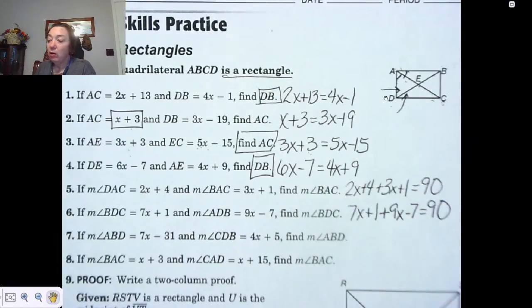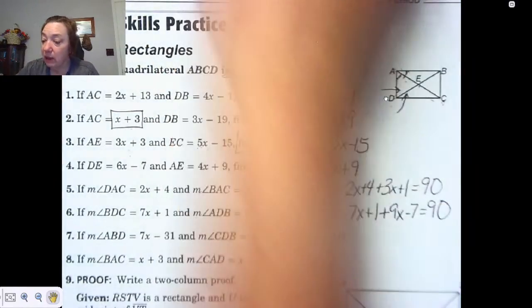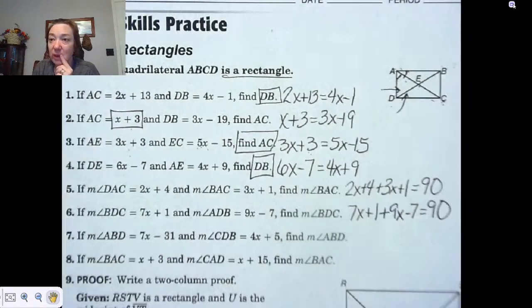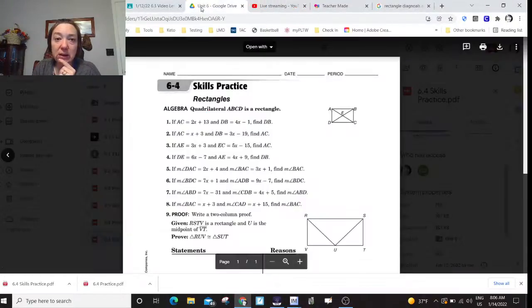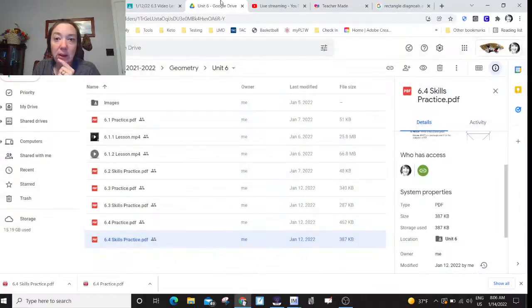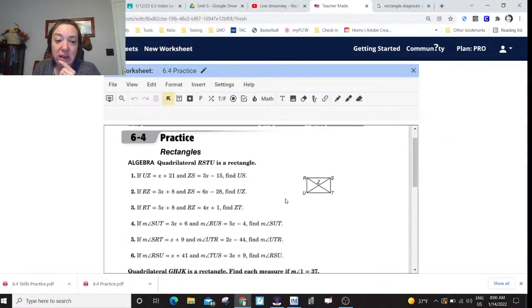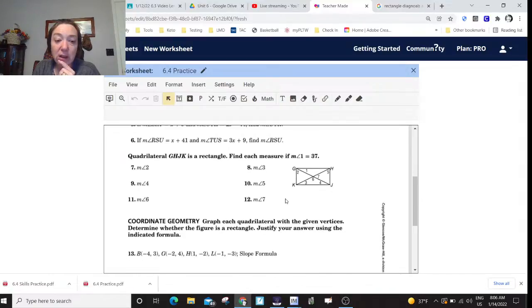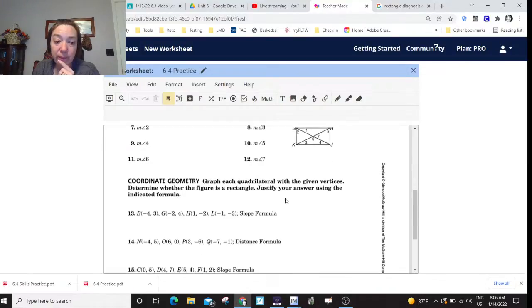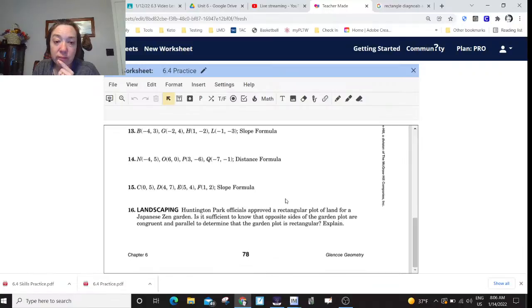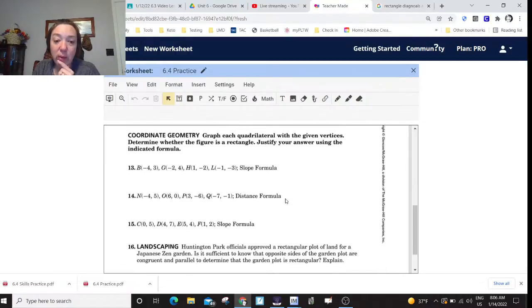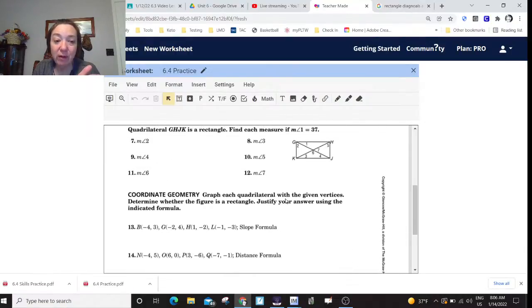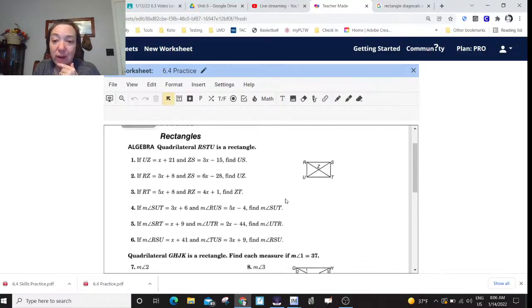Okay? Now, on your practice assignment for today, let me see if I can open that up real quick. Oh, I have it right here. So on your practice assignment today, you're going to be required to do 1 through 12. I'm not going to make you do the bottom part of this just because I didn't give you any graph paper to take home with you. And so I don't want you to have to worry about trying to find graph paper to graph them. Okay?